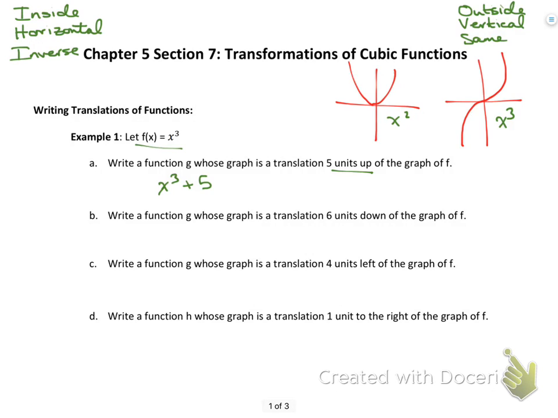For part B, we're doing the same thing, but it's going 6 units down. So because it's down, it's vertical, you write the equation first. It's down, so it's negative, and it goes in the back.